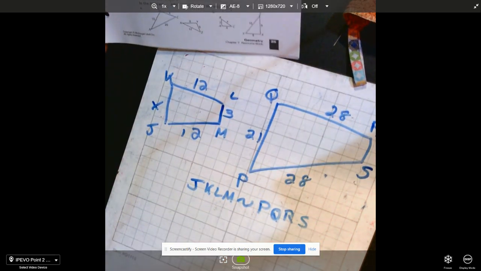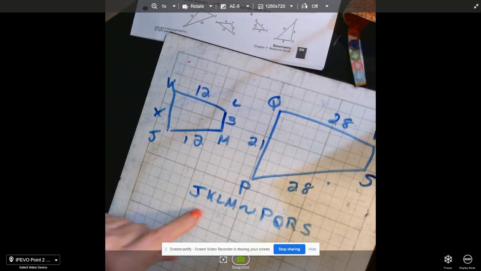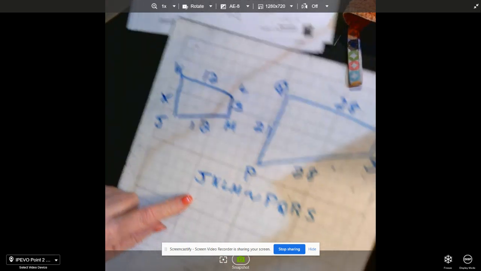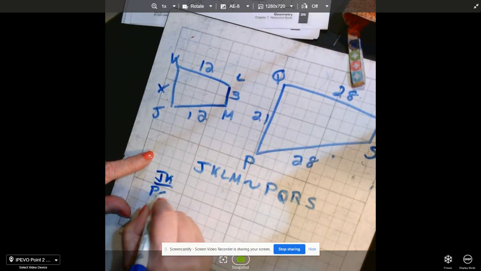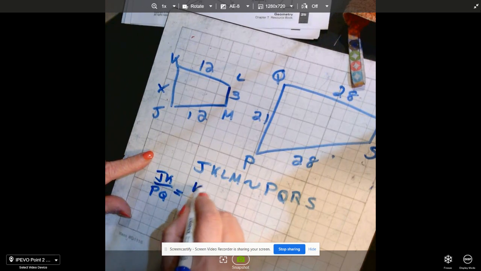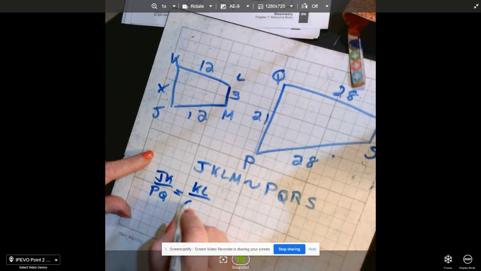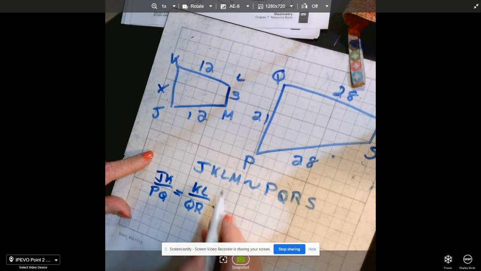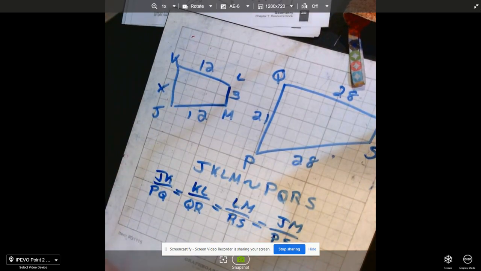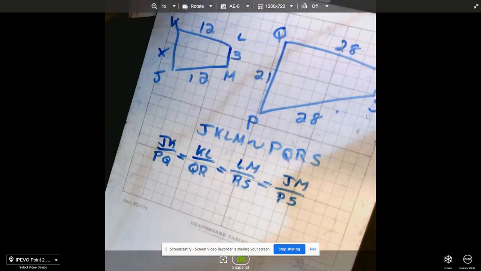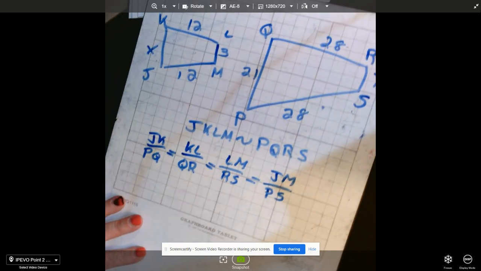So now that they tell me that they are similar, let's use this similarity statement to write up our ratios. So we know that JK corresponds to PQ. We know that KL corresponds to QR. LM would correspond to RS. And the first and the last, JM, would correspond to the first and the last, PS. Now that we have those written in, let's go ahead and fill in the information that they gave us.